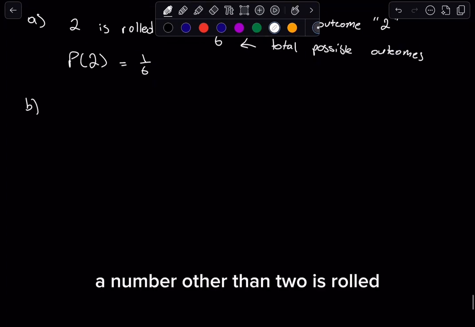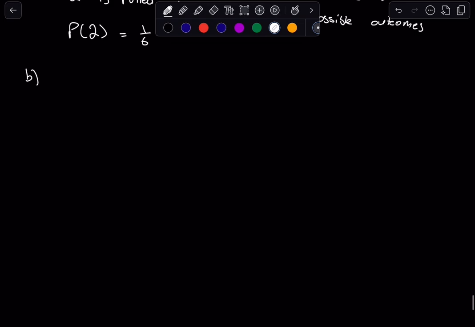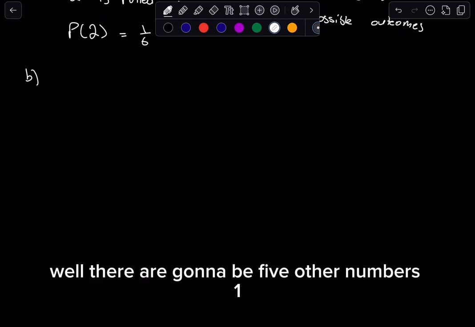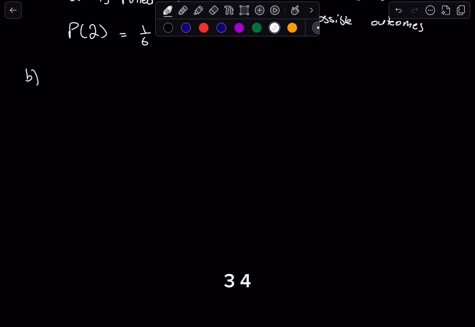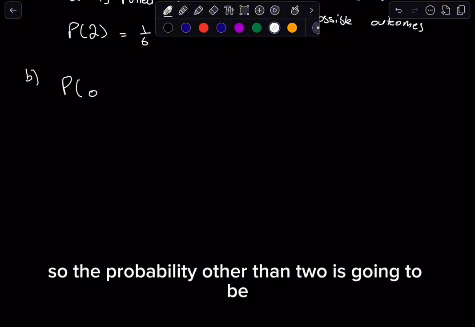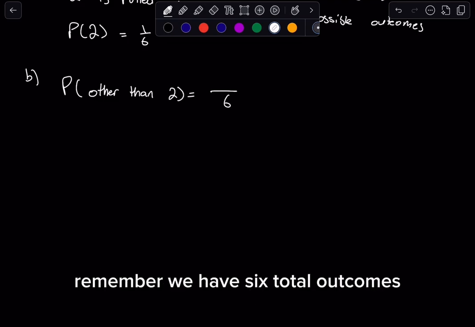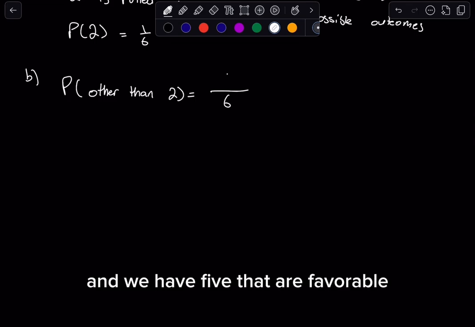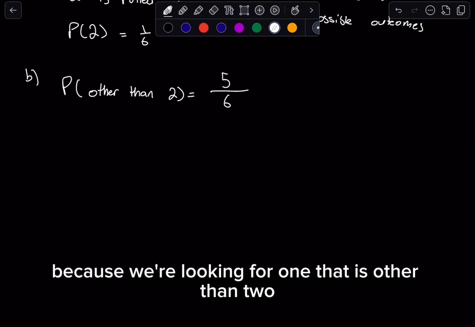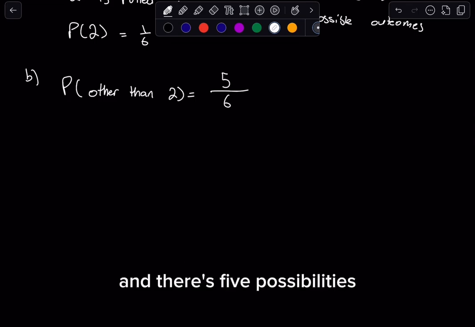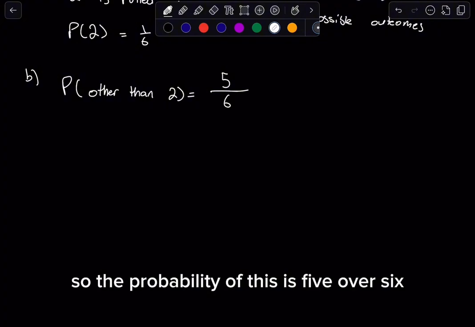A number other than 2 is rolled. Well, there are going to be 5 other numbers: 1, 3, 4, 5, and 6. So the probability other than 2 is going to be, remember, we have 6 total outcomes, and we have 5 that are favorable because we're looking for one that is other than 2. So the probability of this is 5 over 6.